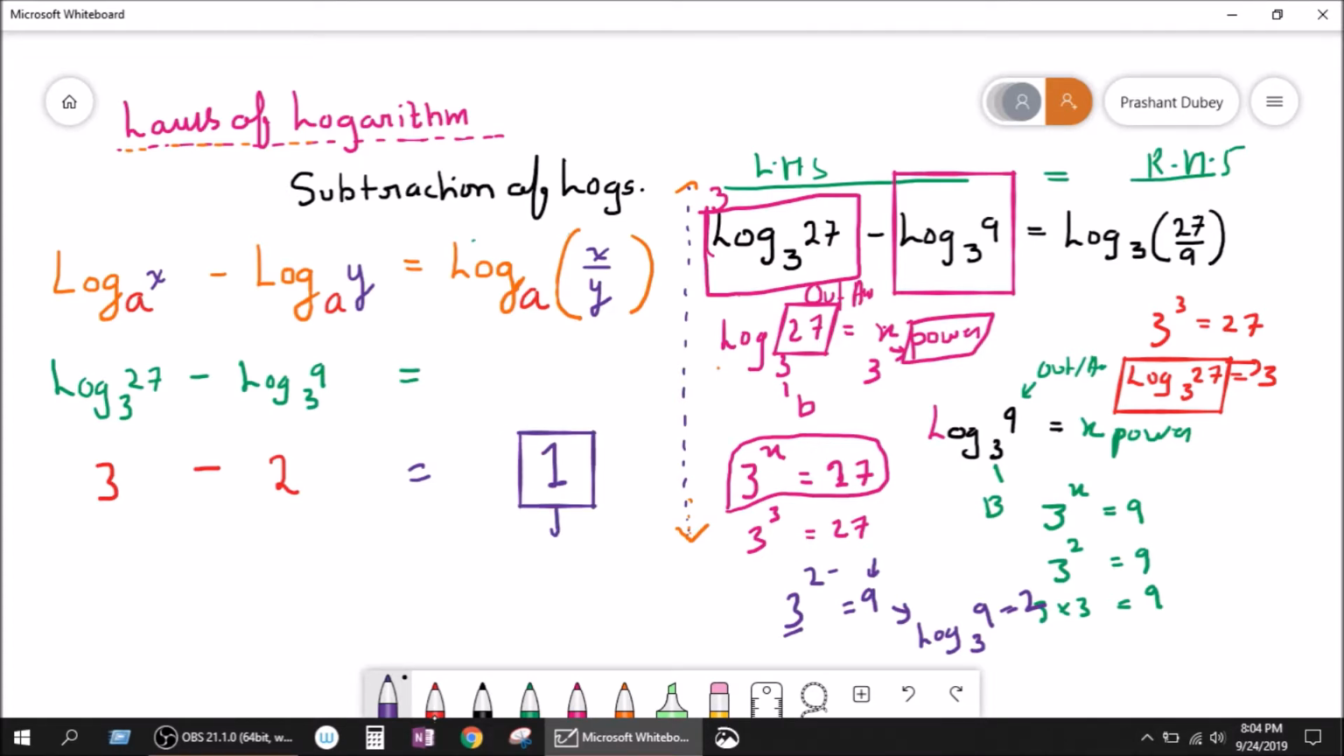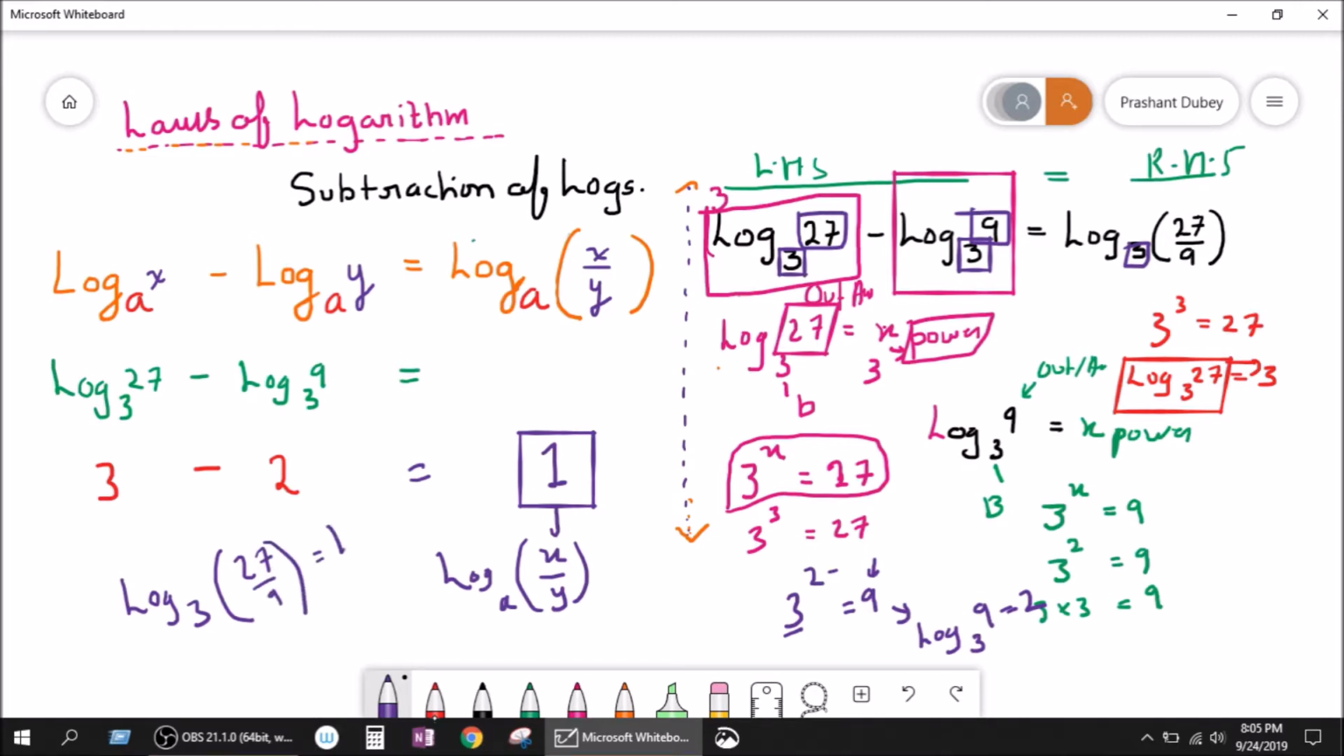This one is basically log of x divided by y, to the base a. So what is our base a here? Our base a is 3, 3, and 3, which means log base 3. What is our x? 27. What is our y? 9. So log 3 of 27 divided by 9 is equal to log 3 of the base 3.